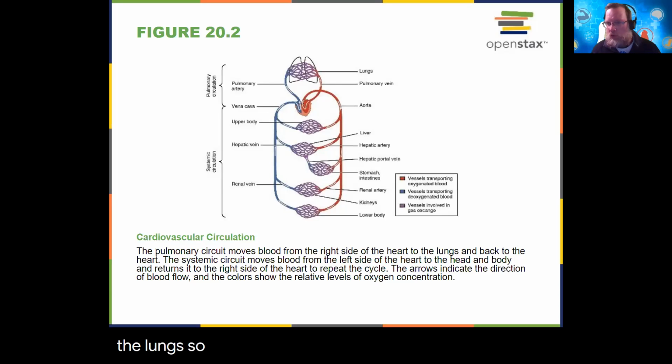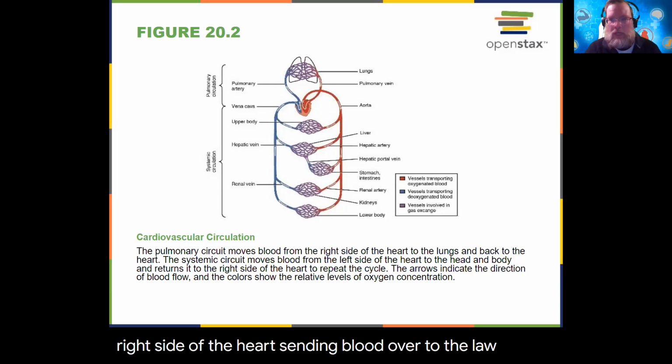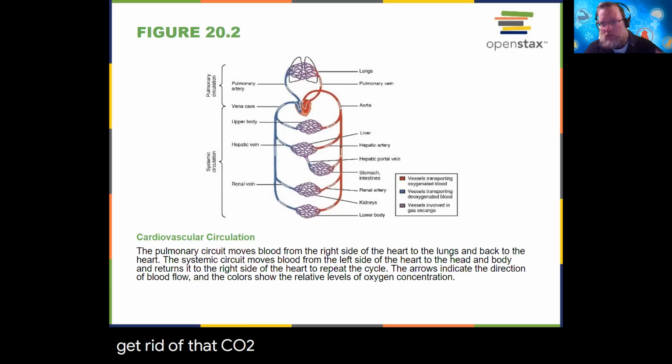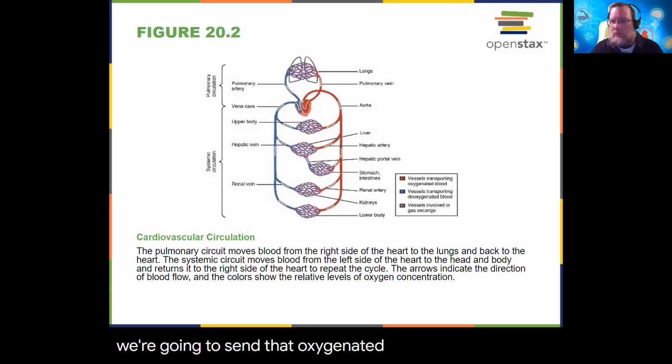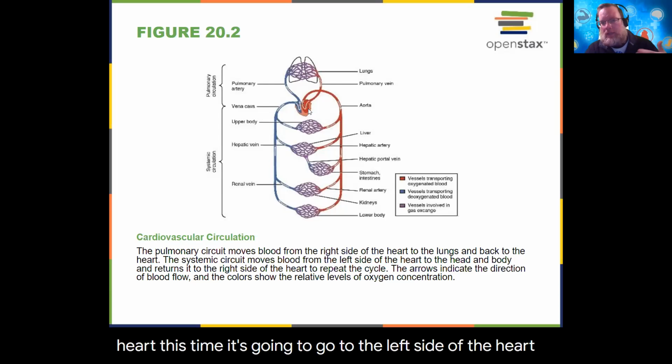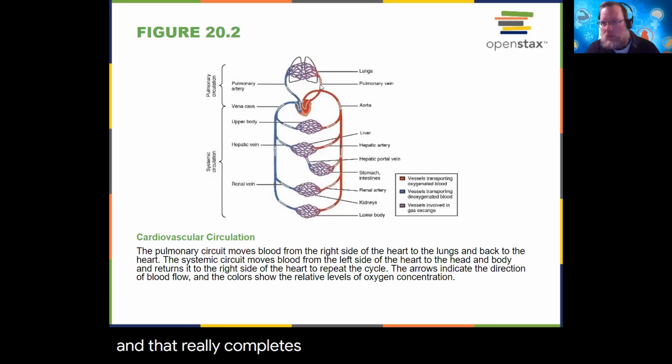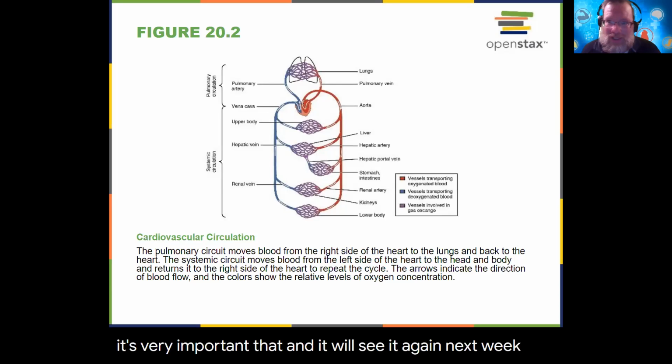So that's the pulmonary circuit, right side, half of it, right side of the heart, sending blood over to the lungs to get rid of that CO2 and to exchange it for oxygen. So then we're going to send that oxygenated blood back to the heart. This time it's going to go to the left side of the heart, and that really completes what we call the pulmonary circuit.